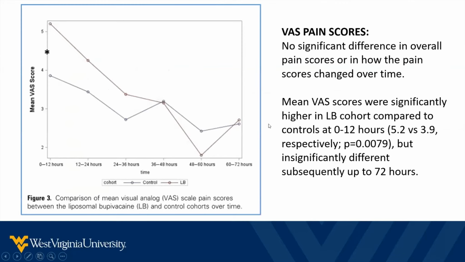Lastly, with regards to VAS pain scores, there was no significant difference in overall pain scores or in how the scores changed over time. The mean VAS scores were higher in the LB cohort, but not significantly. The mean VAS scores were significantly higher in the LB cohort at 0 to 12 hours, a difference not seen at the later time points.